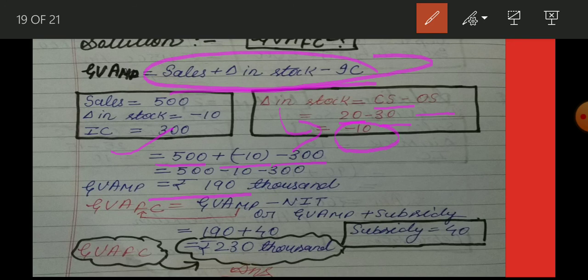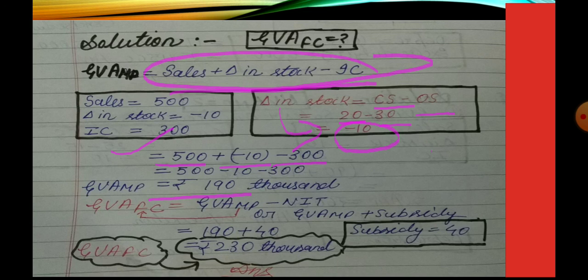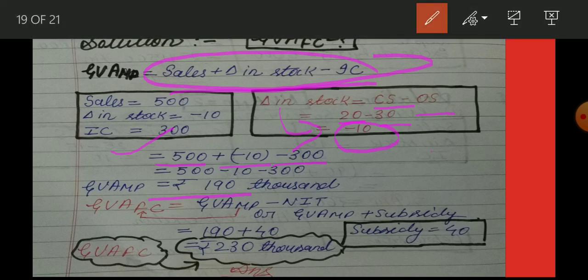Okay, now what do we have to find out? We need to find out GVAFC. So how are we going to calculate GVAFC? Here we have the value of GVAMP. So when we are moving from here, there is only one difference. Here is MP, here is FC. So when we are moving from MP to FC, we need to subtract the value of NIT.